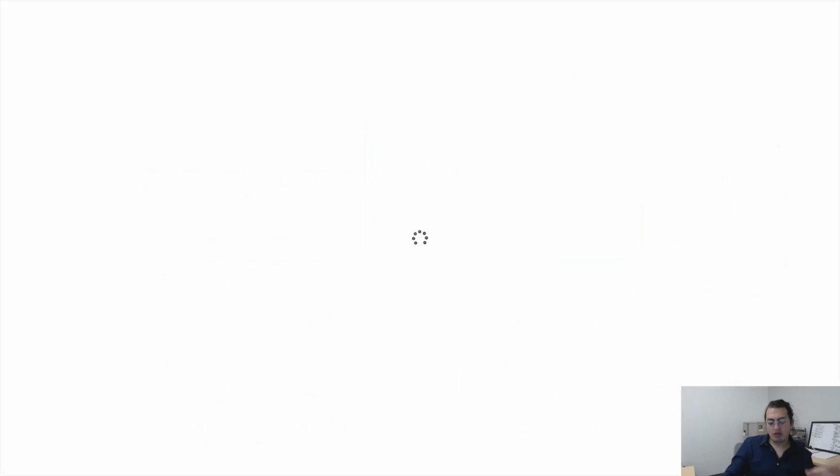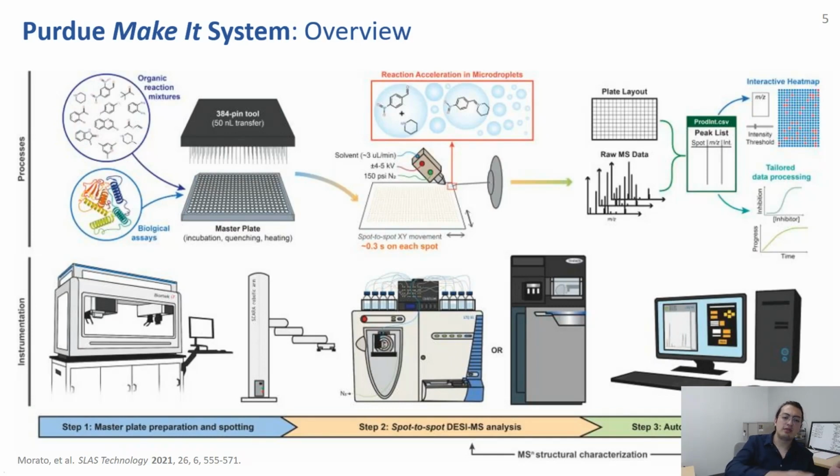And if you put all these concepts together, the idea of DESI translating the imaging experiment to the high-throughput experiment, the idea of going spot to spot, the idea of having accelerated reactions, then you can consolidate the platform that we have and use today. So on the slide right now, you see the processes and the instrumentation involved on the high-throughput system in its current version.